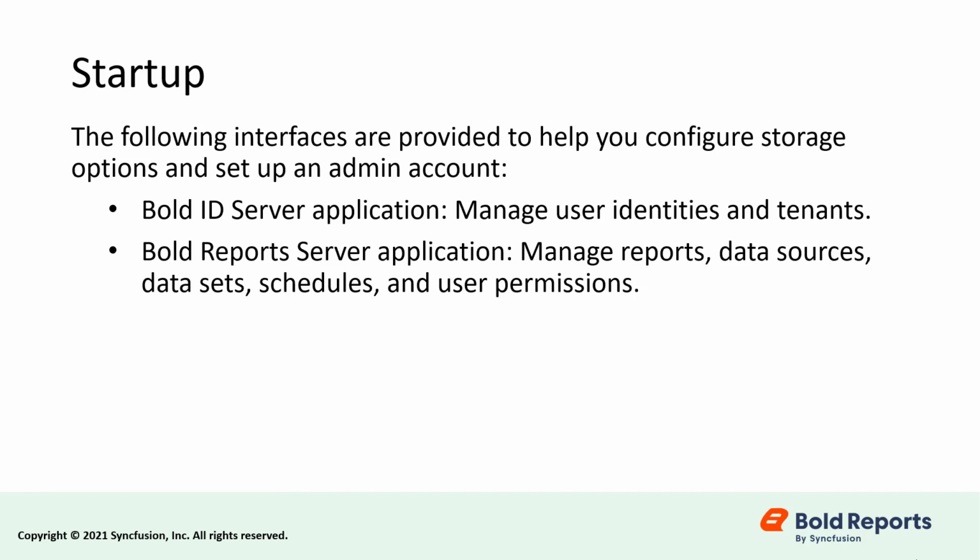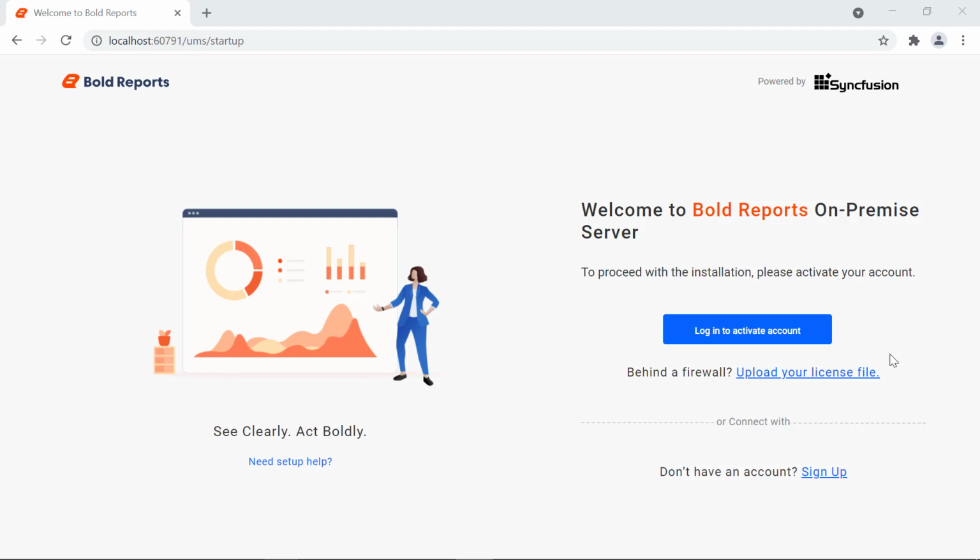On starting the application, we are provided the following interfaces to help us configure the storage options and admin account. Bold ID Server application, which is used to manage user identities and tenants. And the Bold Reports Server application, which is used to manage reports, data sources, datasets, schedules, and user permissions. To proceed with the installation, we need to activate the Bold Reports account. You can activate the Bold Reports account by clicking Login to activate account.